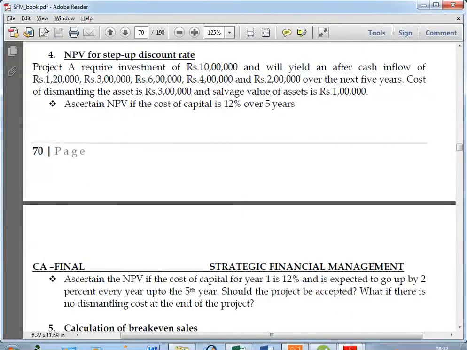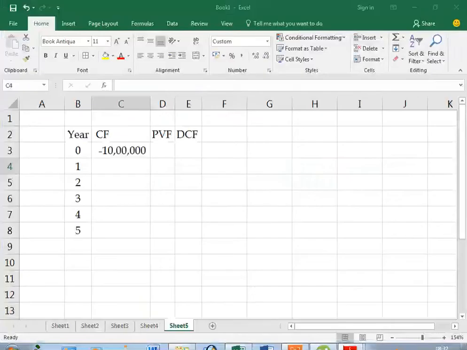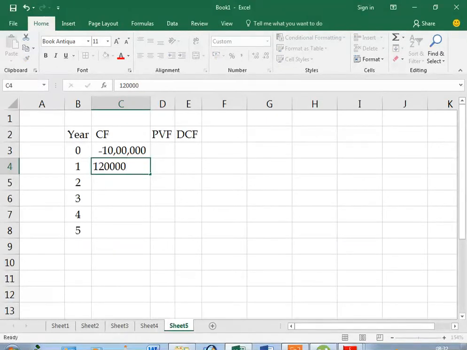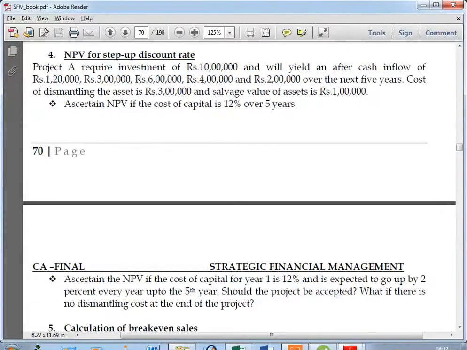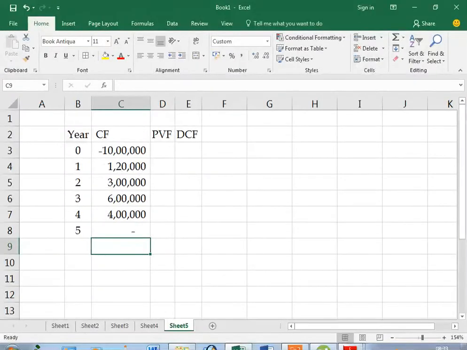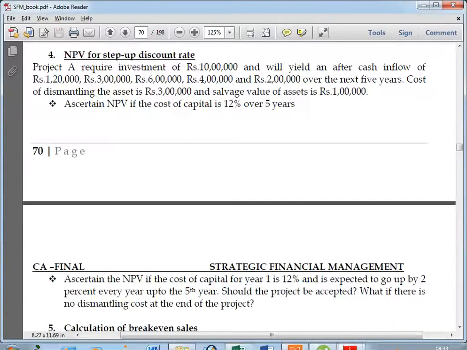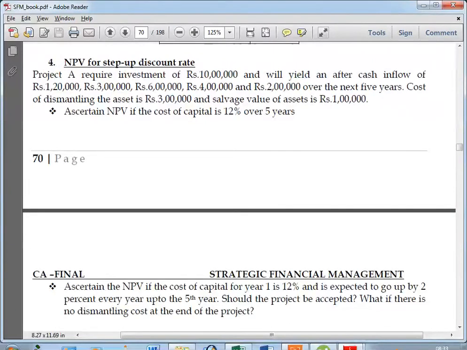Then year 1, 1,20,000. Year 2, 3 lakhs. It's not 2 lakhs. 2 lakhs is the cash flow. Salvage value is 1 lakh. Dismantling is 3 lakh. Net you get a 0. Dismantling cost of the asset is 3 lakh rupees and salvage value is 1 lakh, so net what you get out of it is 0. Normally cost of dismantling will not be higher than the salvage value, but the question has given it. Let's proceed with whatever it is.